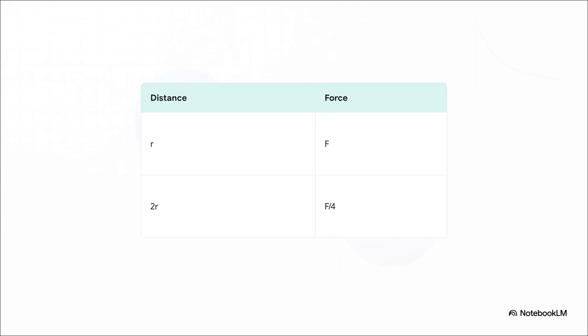The answer is it becomes 1/4 as strong. It doesn't just get cut in half, because the force depends on 1 over the distance squared. When you double the distance to 2r, the denominator becomes 4r squared. The force just falls off a cliff. This powerful drop-off is key to understanding gravity.